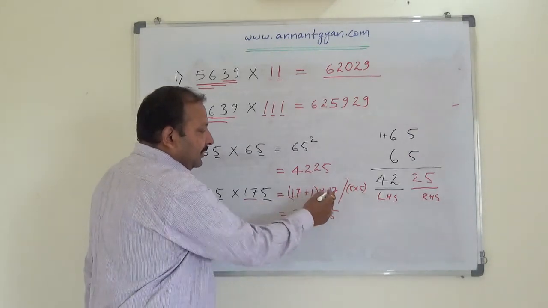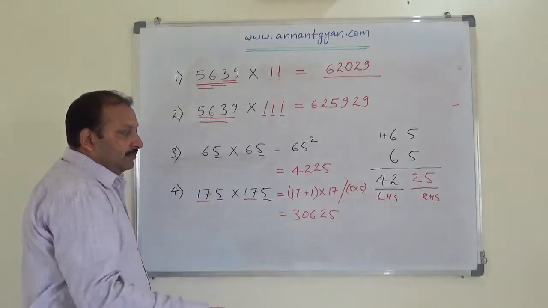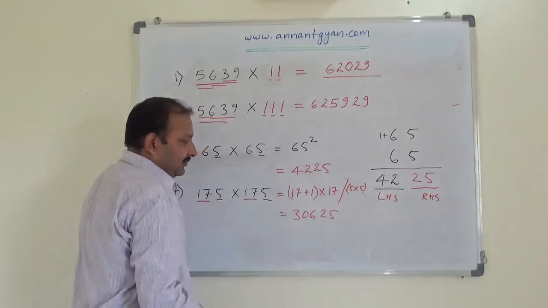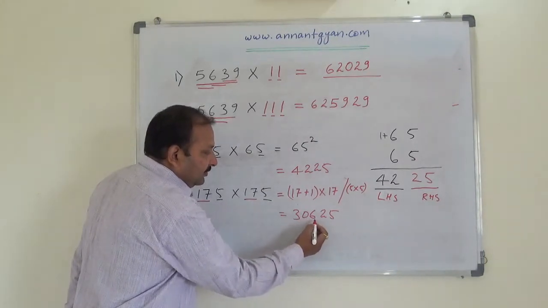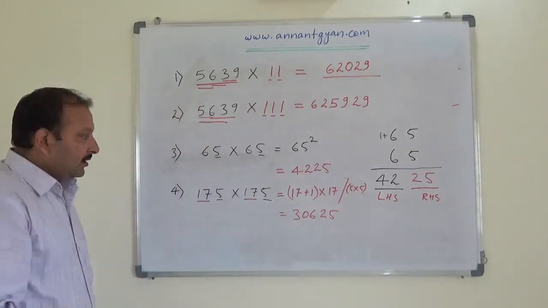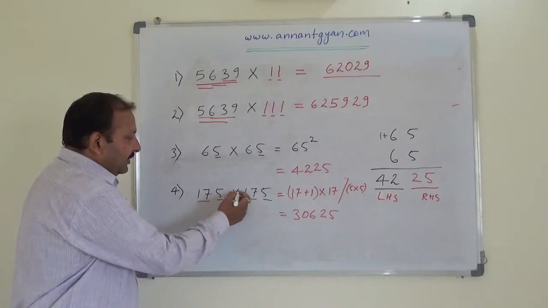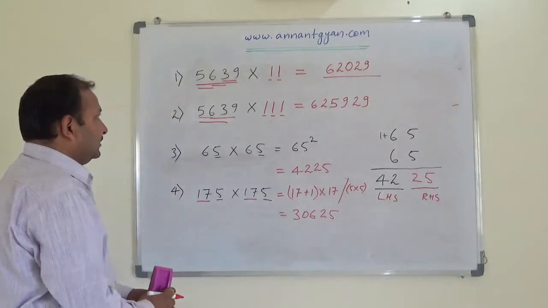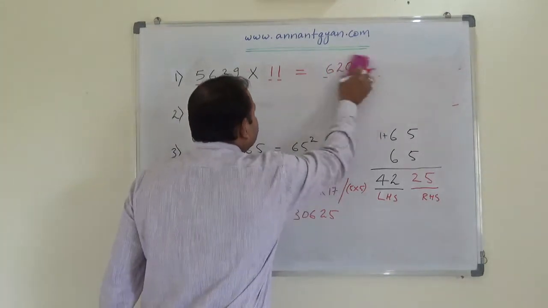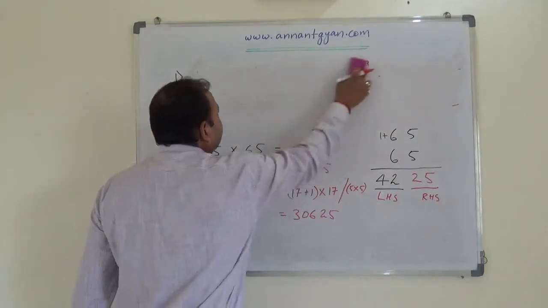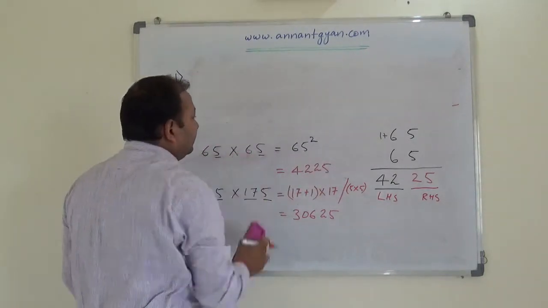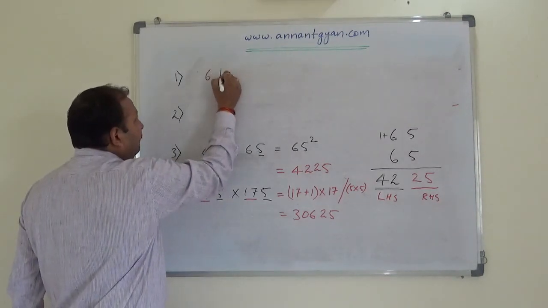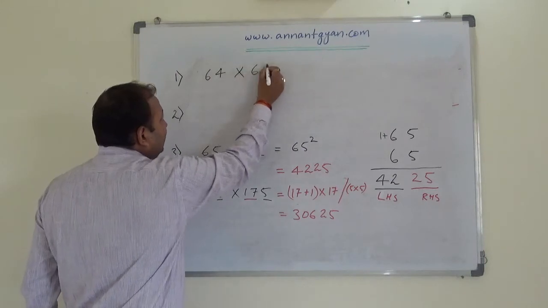We know very well, 17 into 17 is 289, 289 plus that 17 is 306. So finally we shall write this 306 here. So 30625 is the answer of multiplication of 175 into 175. So it is very easy to get the answers. The second case, 64 into 66.